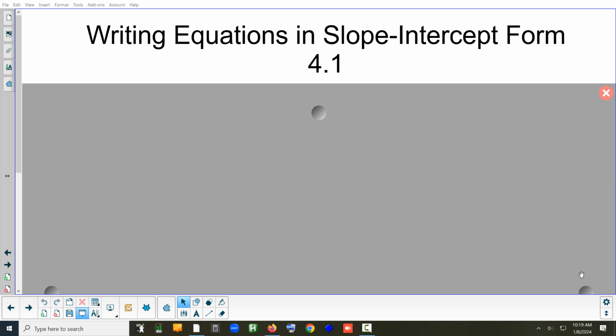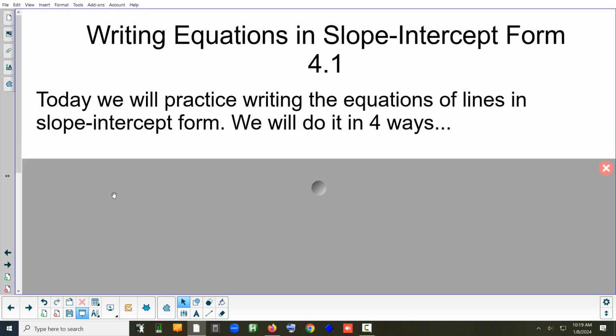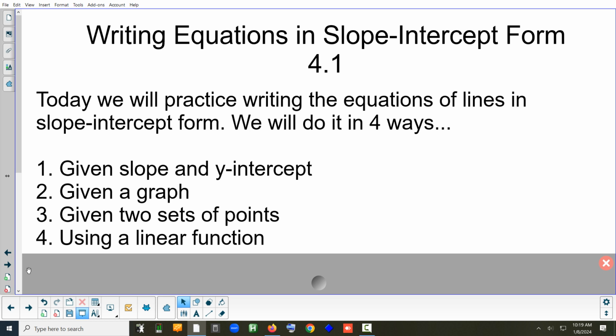So let's take a look at the first section, chapter 4, which is 4.1, writing equations in slope-intercept form. You don't have to write this part down. This is just kind of telling you what we're going to do. We're going to practice writing equations of lines in that y equals mx plus b, and we're going to do it 4 different ways.